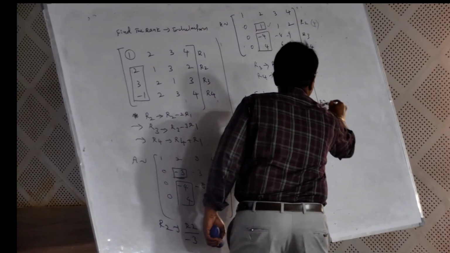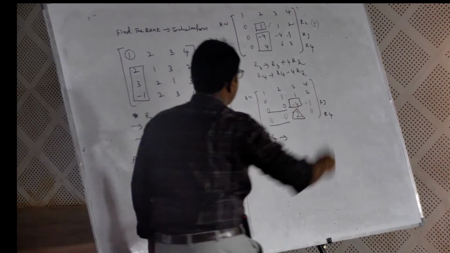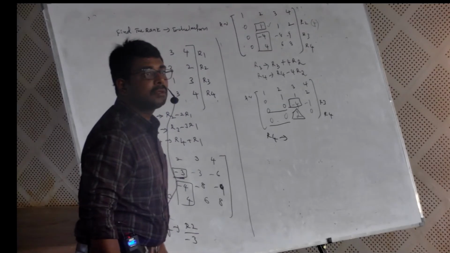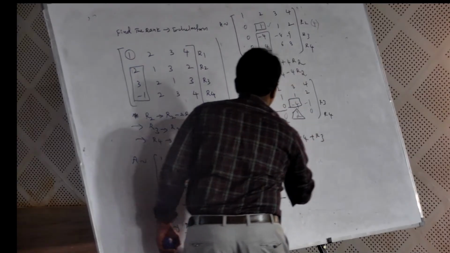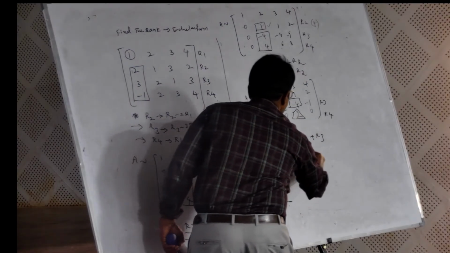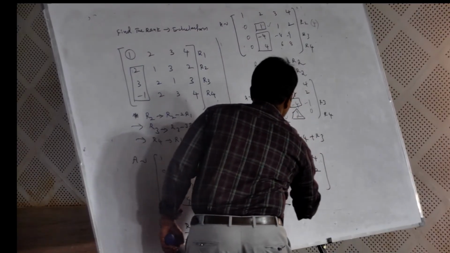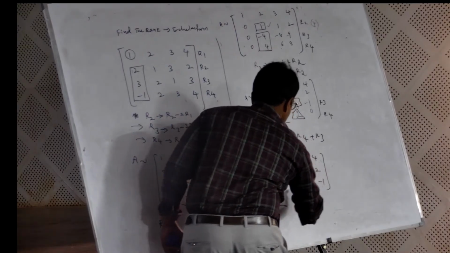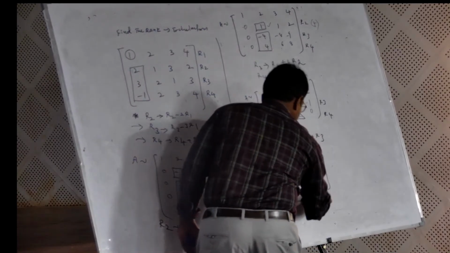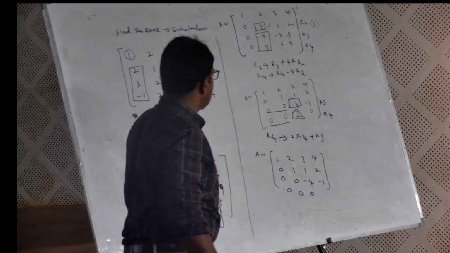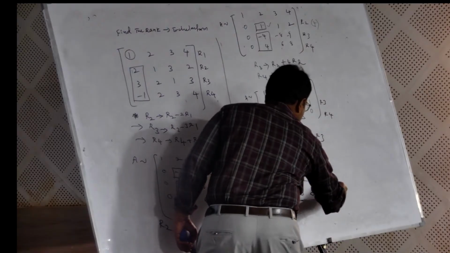R4, R3. Using R3, R4 implies, use this element and convert this element to 0. Tell me. R4 implies 2R4. That's it. 2R4 plus R3. 1, 2, 3, 4. 2R4 means next 2 into 0. 2 into 0, 0 plus minus 1. How much?